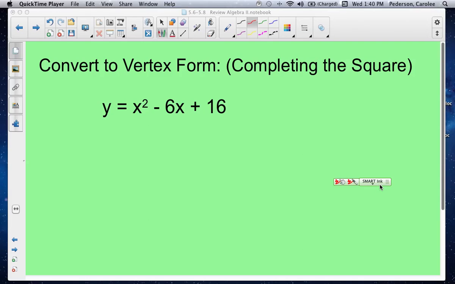Is completing the square where you take half of the b, I think it is? Yep, half of the b. So that'd be square it. -3. Yep. So I'm going to first just group.